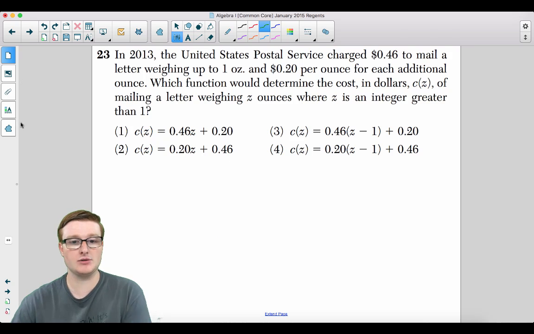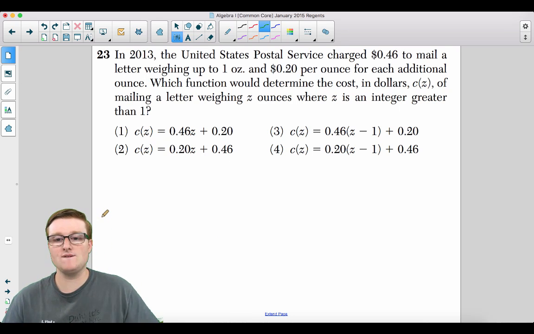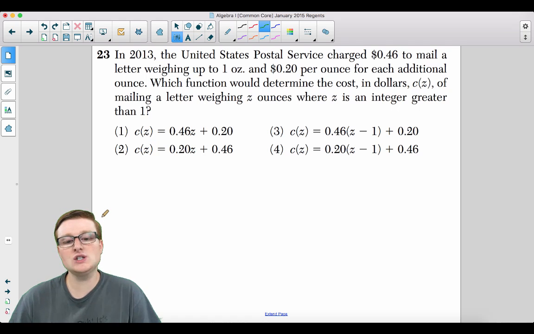All right, 23. In 2013, the United States Postal Service charged 46 cents to mail a letter weighing up to 1 ounce and 20 cents per ounce for each additional ounce. Which function would determine the cost in dollars of mailing a letter weighing z ounces where z is an integer greater than 1?